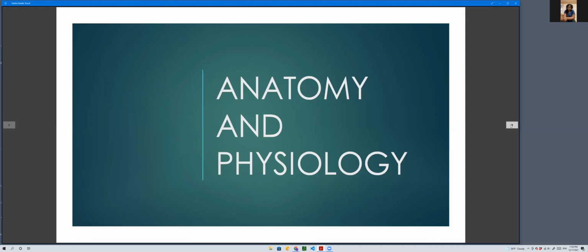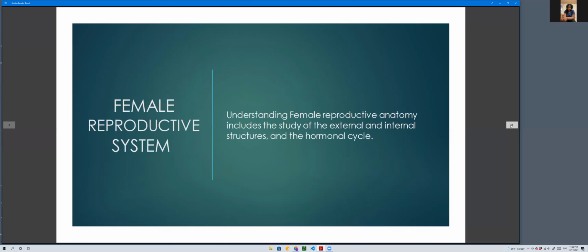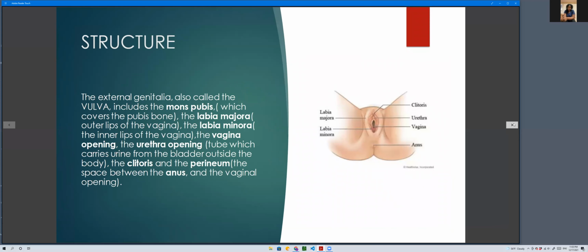I will be presenting anatomy and physiology. Female reproductive system. Understanding female reproductive system anatomy includes the study of the external and internal structure and the hormonal cycle. Structure. The external genitalia, also called the vulva, includes the mons pubis, the labia majora, the labia minora, the vagina opening, the urethra opening, the clitoris, and the perineum.